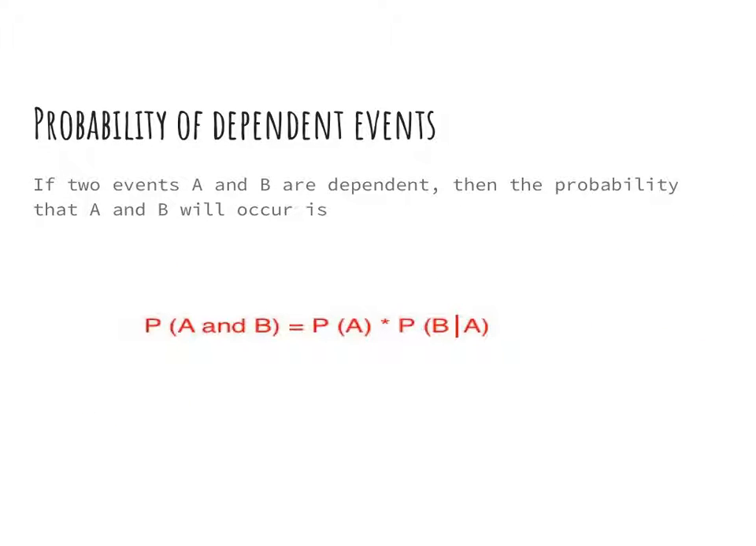Probability of dependent events. If two events are dependent on each other, then the probability that A and B occur is given here. It's a little different here. We've got the probability of A, and we're going to multiply that by the probability of B given that A has already happened. That's what this bar means right here. A has already happened, so what's behind the bar has already happened. Find the probability of B, and again, we'll multiply it together with the probability of A.